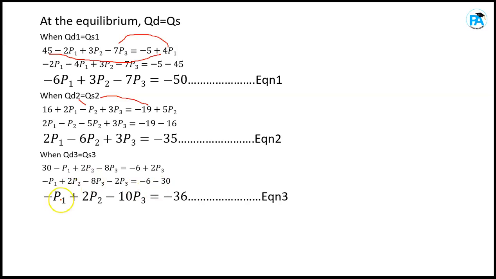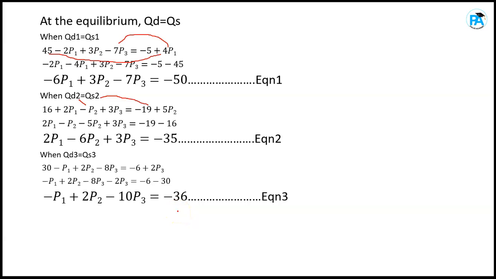Then, when you simplify, you have this negative P1 here. You have this 2P2 also repeating. And then negative 8 minus 2 gives you negative 10. You see that? They are like terms, P3 and P3, so you have to work them together. So you have minus 10P3 is equal to negative 36. So you get your equation 3.